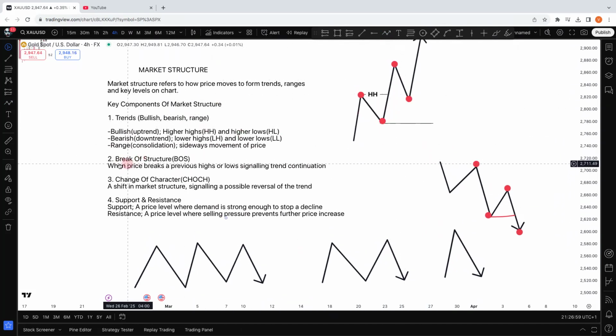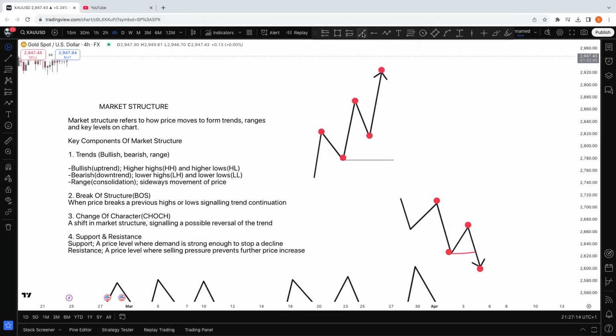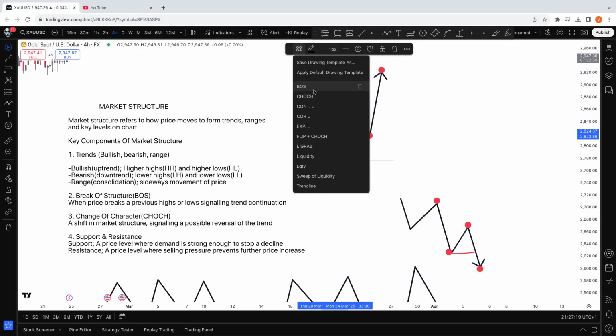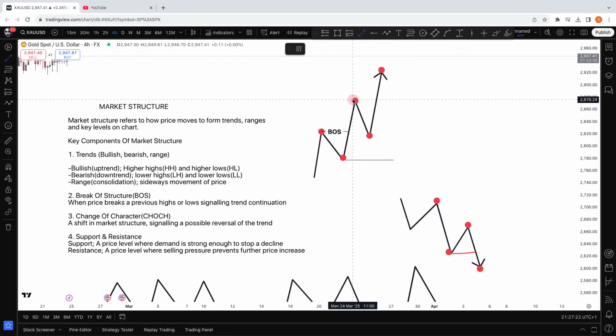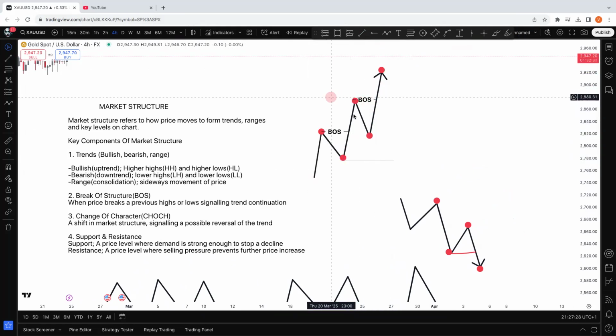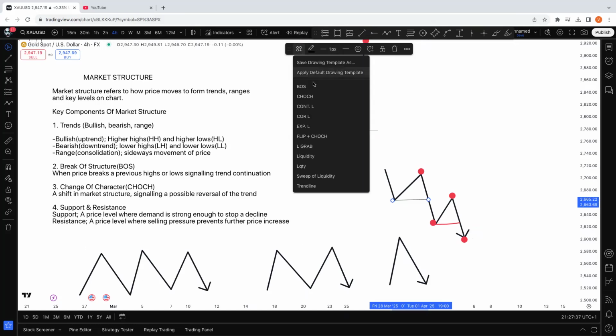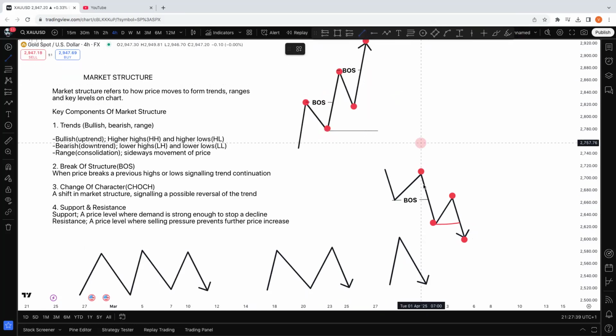Now, the next thing we have here is the break of structure, right? The break of structure is when price breaks a previous high or low, signaling trend continuation, right? That's what I just did here. Whenever price takes out the old high that was formed, we say it's a break of structure, right? Why is it a break of structure? Because price just took out the previous high to give us a new high, right? And also in this situation, this is a break of structure as well. And break of structure, guys, is positive, right?